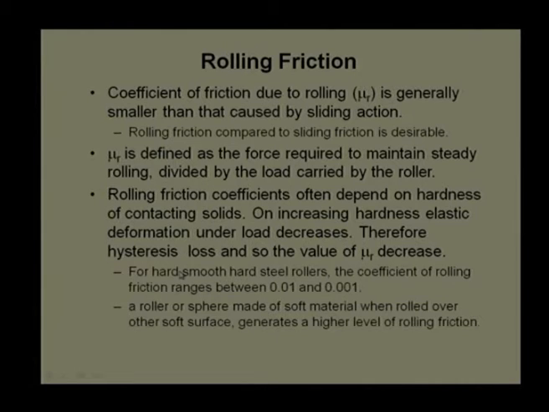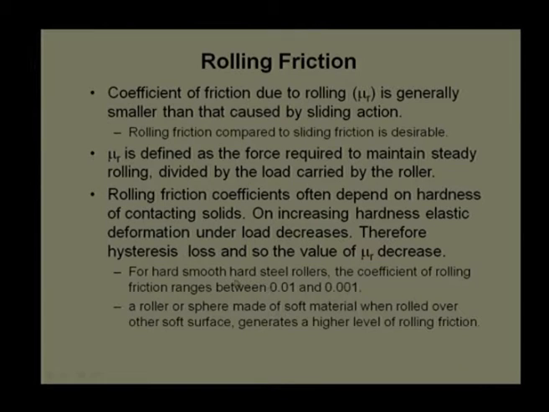So, we have a couple of examples. We say that if we start with a hard steel roller or a hard steel ball, and it rolls on a flat surface, or on a convex or concave surface, the coefficient of friction may be in the range of 0.01 to 0.001. We are using the word smooth here, which means surface roughness is not accounted for. If the surface roughness is accounted for, then there will surely be some sliding on that; it will not be perfect rolling.